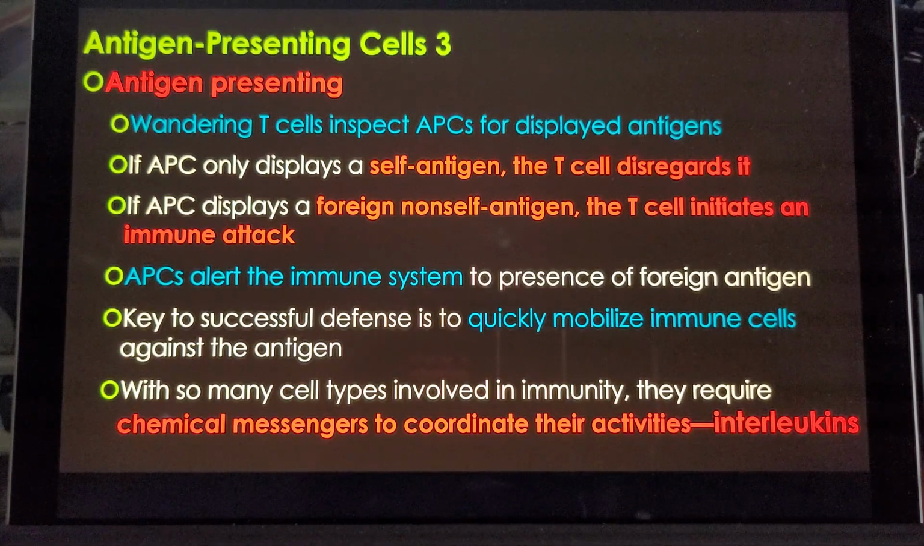They can also secrete chemical messengers called interleukins. What they're going to do is help draw other cells to a foreign pathogen, as well as activate the immune system. So again, their job is to ring the alarm, if you will.